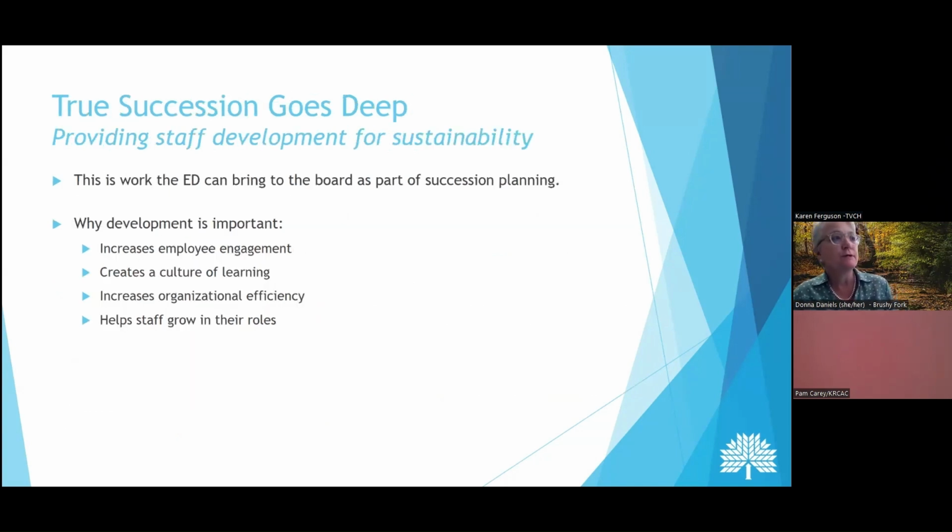And I had mentioned earlier that true succession goes deep. So providing staff development for sustainability of your organization is important. And this is the work that the executive director can bring to the board as part of succession planning. So the executive director, because they're the one who is going to be really working with the staff, can say, here is my professional development plan for my staff, and here's why I think these things are important.